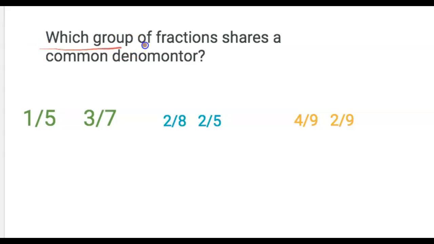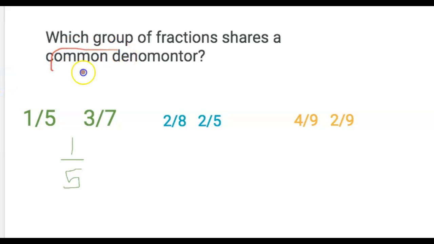So this question is asking which group of fractions shares a common denominator. Denominator is the bottom number, okay? So these fractions are written kind of sideways because when you type them, that's how you have to do it. But if we were to write them out like we would maybe normally see them, so if we were to write 1/5 this way, okay, this bottom number, the 5, is a denominator. That tells us how big our piece is. It's a fifth. And this top number, okay, is our numerator. It tells us how many pieces we have.